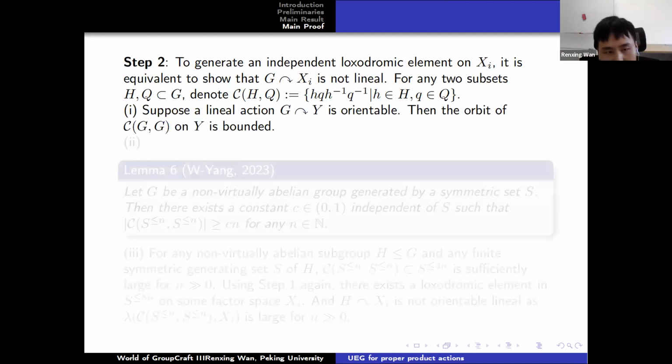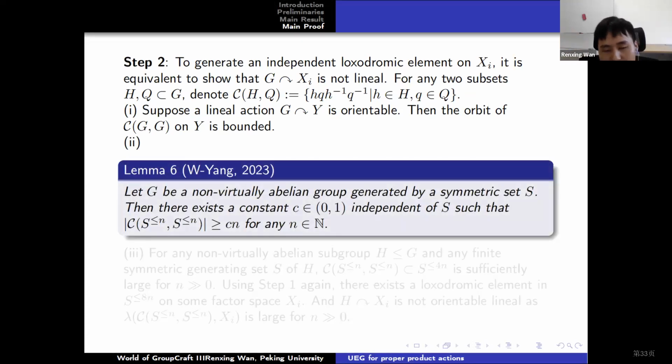The first fact is that suppose a linear action is orientable. Orientable means that no group elements will exchange the two limit points of this linear action. So suppose a linear action is orientable, then the orbit of the largest commutator subset on the space is bounded. It also implies that the displacement of the largest commutator subset on the space is finite.